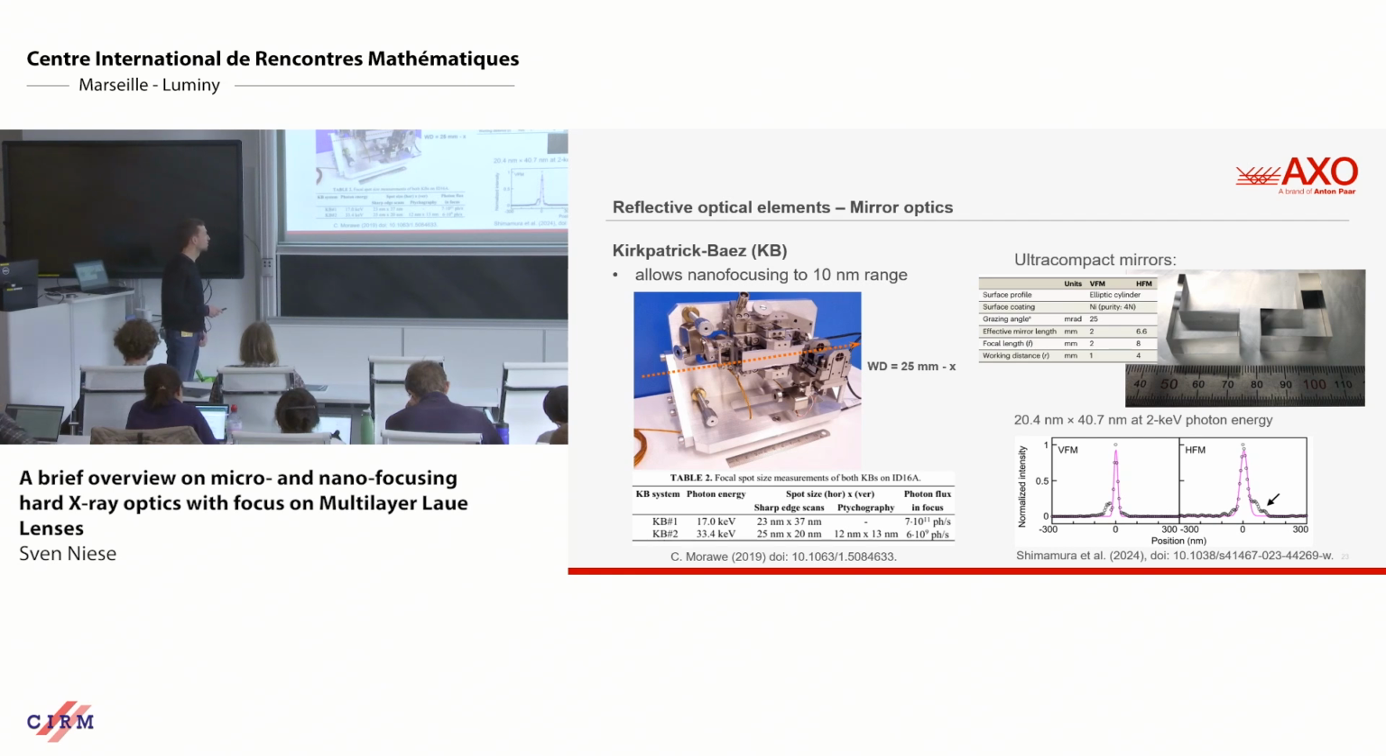One more recent approach, with very ultra-compact mirrors, was shown at the XRM conference last year by a Japanese group. They also reached something in the 20 nanometer range with very short mirrors, as you can see here, but then the working distance is just in the order of a millimeter or so. Depending on what you want to put there, it might be okay, but you probably want to have a little bit more.